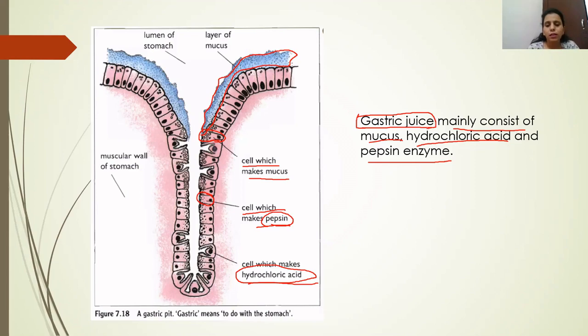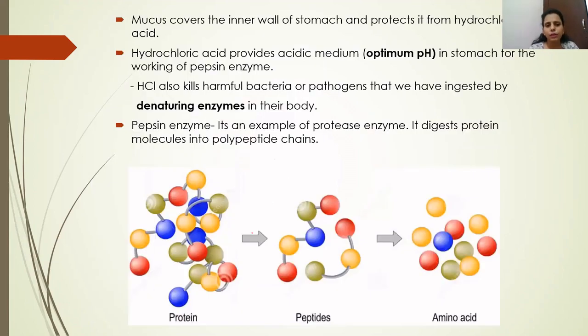Now first we'll talk about the enzyme pepsin. Pepsin is a type of protease enzyme. We have already discussed the three categories of enzymes. Carbohydrases are the enzymes which help in digestion of carbohydrates. Proteases are the group of enzymes which help in digestion of proteins. And lipases are a group of enzymes which help in digestion of fats. So pepsin is a type of protease enzyme.